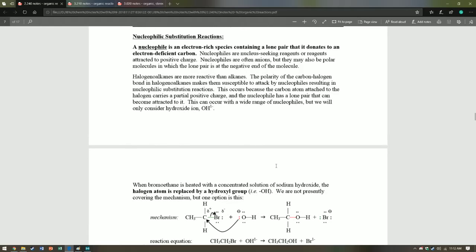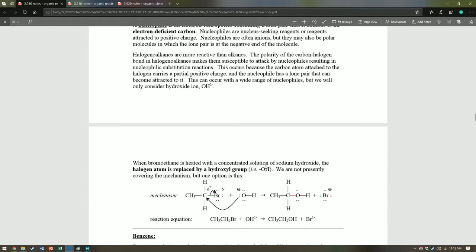The next type of substitution reaction that you'll be seeing in the standard level syllabus is nucleophilic substitution with sodium hydroxide. So you'll only consider the hydroxide ion. Nucleophilic substitution is a big topic in HL, so we'll leave it there, but here's a potential mechanism.